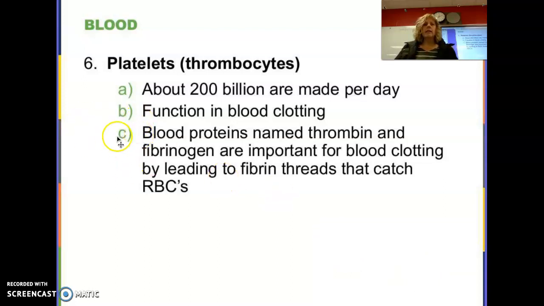So this is kind of a fascinating little process. There are blood proteins, specifically thrombin and fibrinogen, that are important for clotting. It's really cool. There are these fibrin threads that act almost like a filter, and they weave things back together. Very, very effective at fixing those injuries.